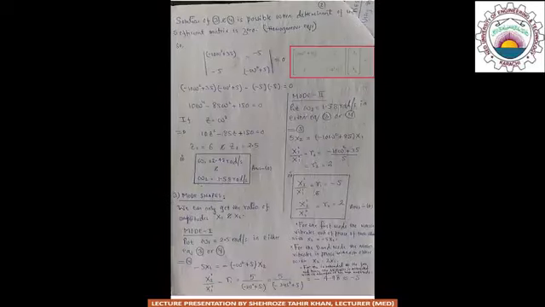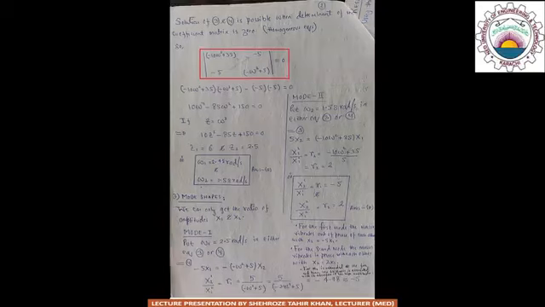Equations 3 and 4 can be written in the matrix form as follows. Matrix minus 10 omega square plus 35, minus 5, minus 5, minus omega square plus 5, multiplied by matrix x1, x2, is equal to 0. The solution of these equations is possible if the determinant of the coefficient matrix, which is highlighted in the red box, is equal to 0.